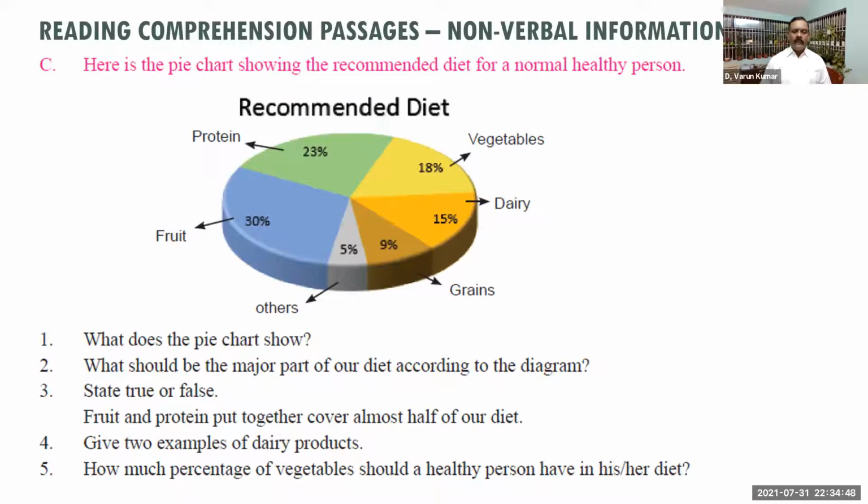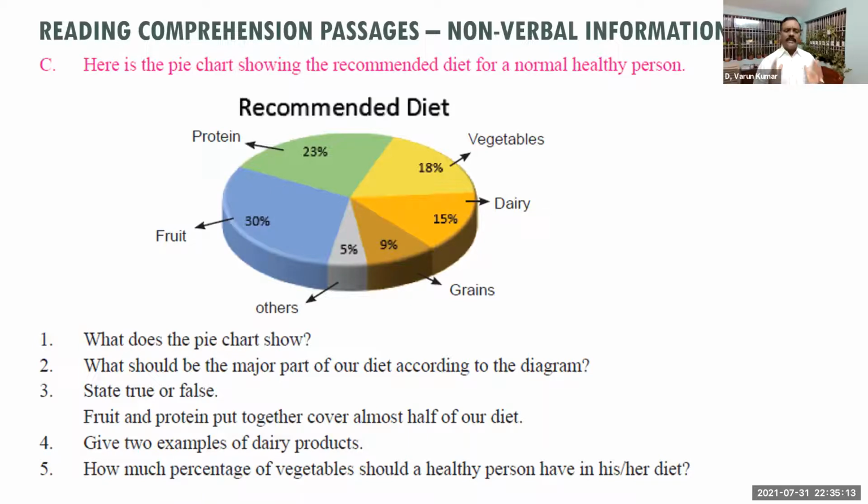So what should be the major part of our diet according to the diagram? State true or false. The third one, fruit and protein put together cover almost half of a diet. So fourth one, give two examples of dairy products. So any two products of milk, dairy products. How much percentage of vegetables should a healthy person have in his diet? So these are the 5 questions.